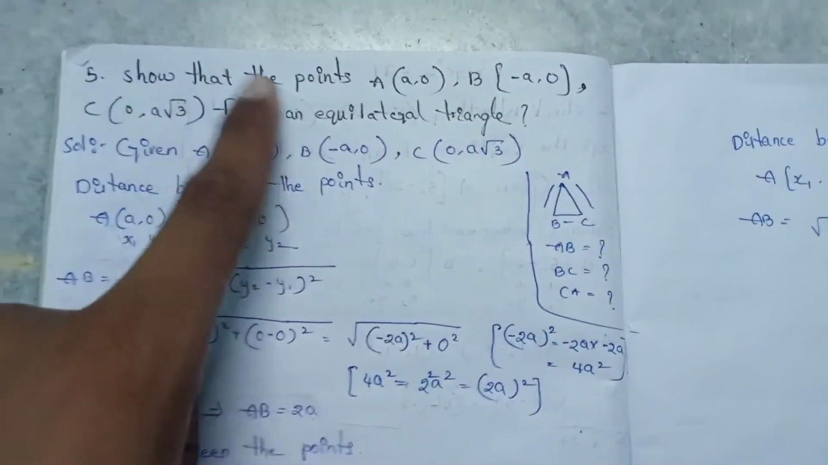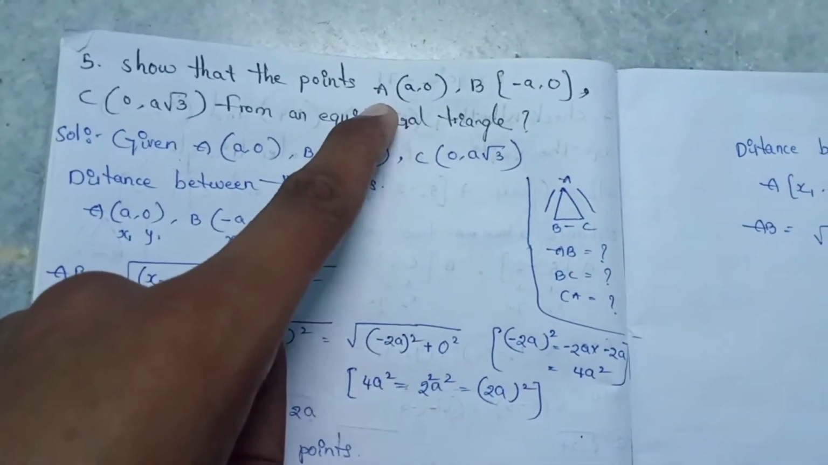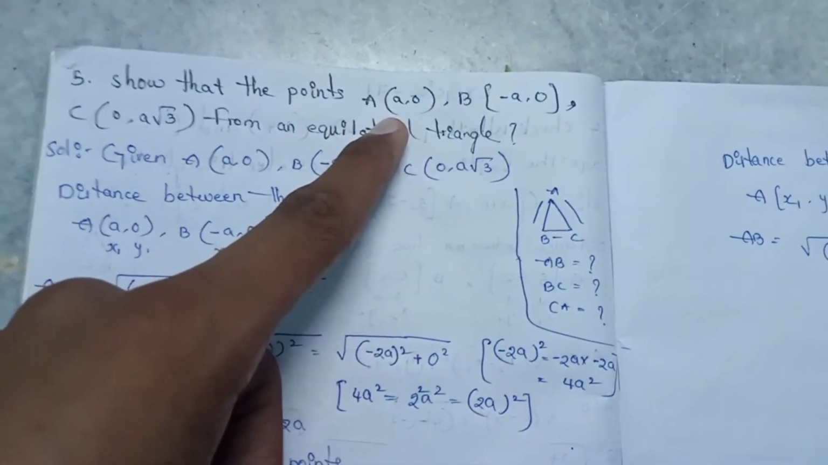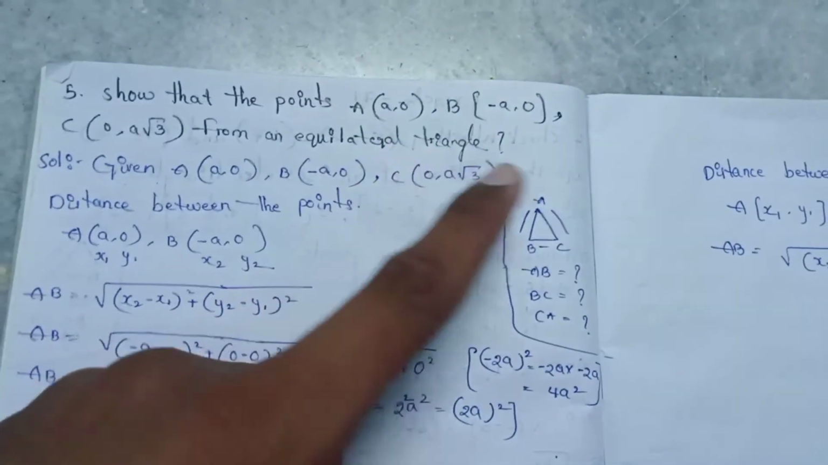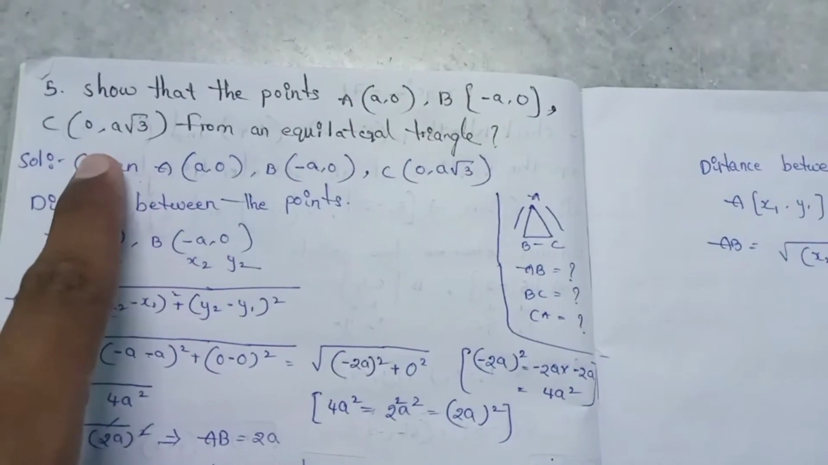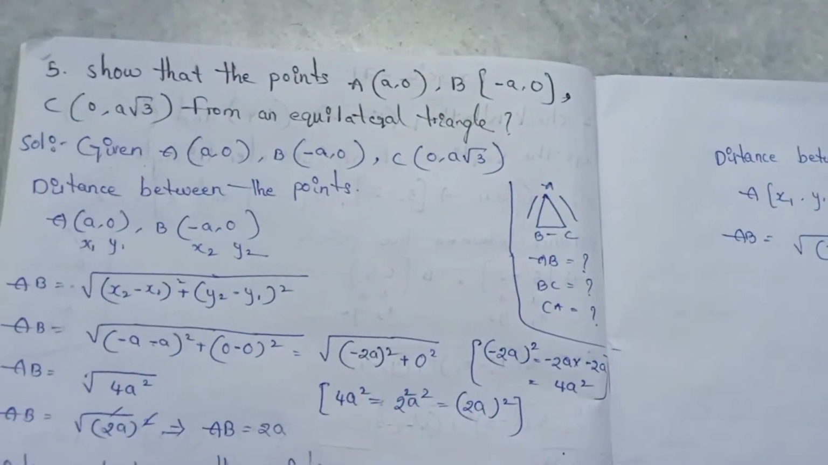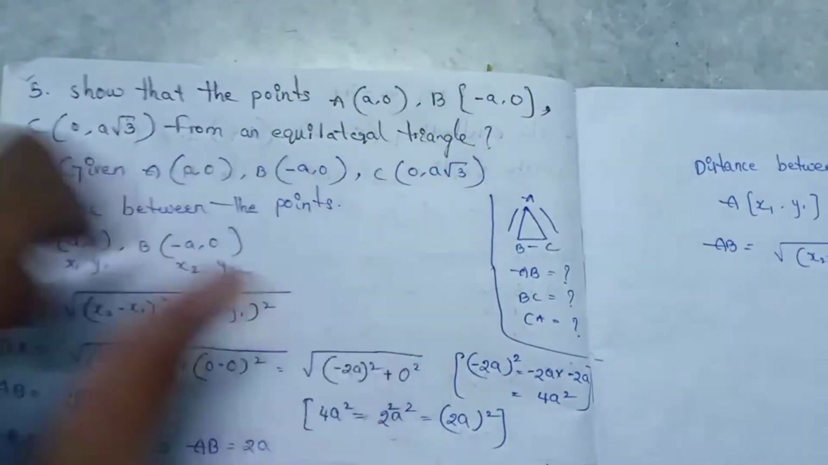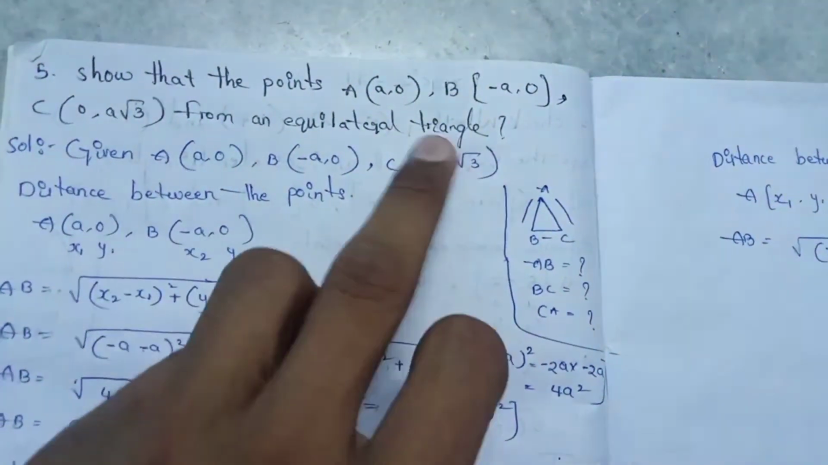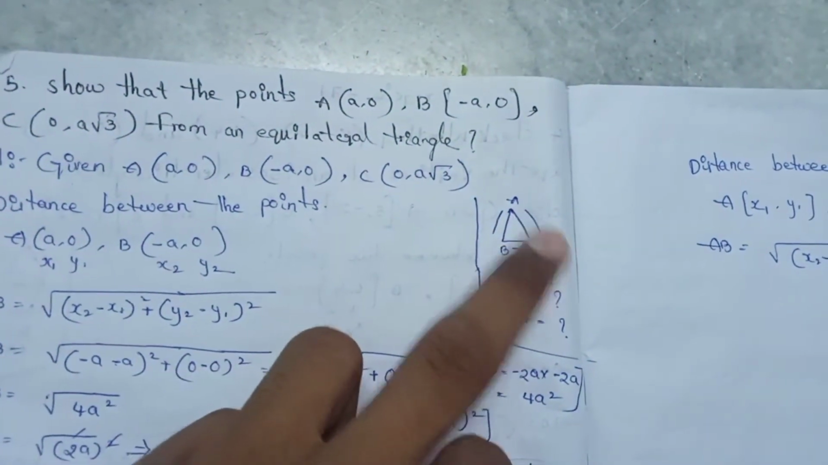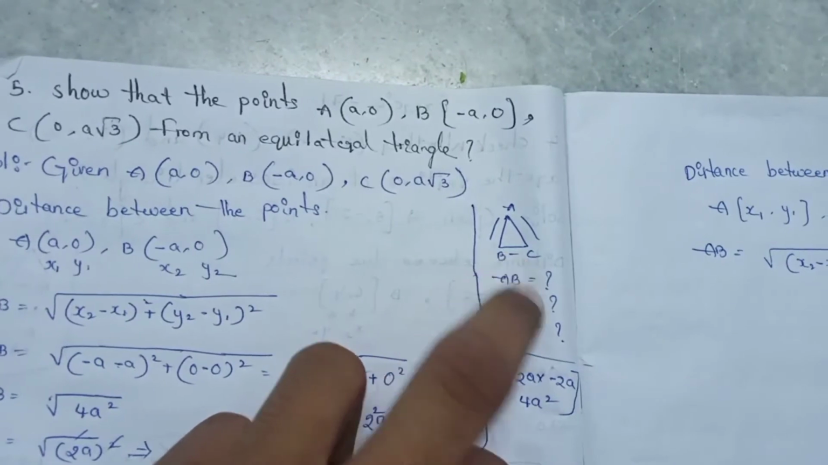Now the fifth one: show that the points A comma 0, B minus A comma 0, and C 0 comma A root 3 form an equilateral triangle. Now what is given here? I have written it here. In rough, I have drawn a triangle ABC.